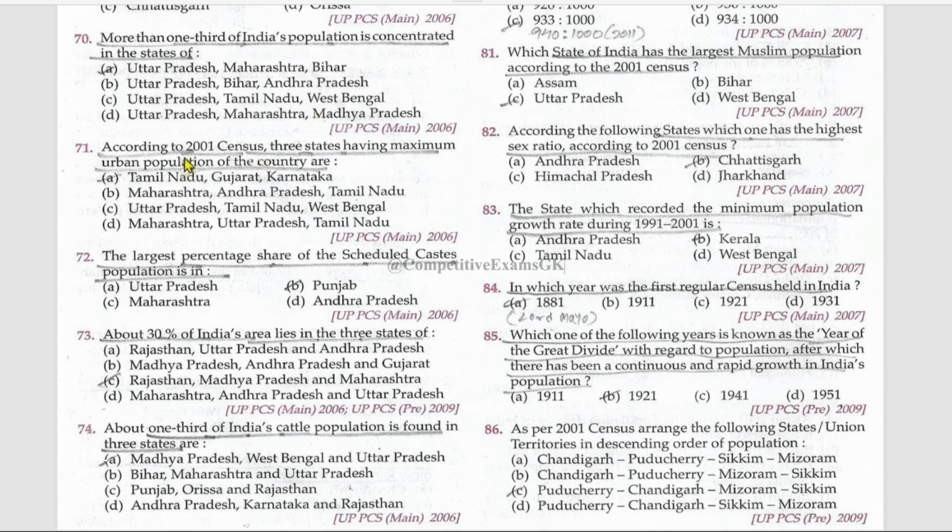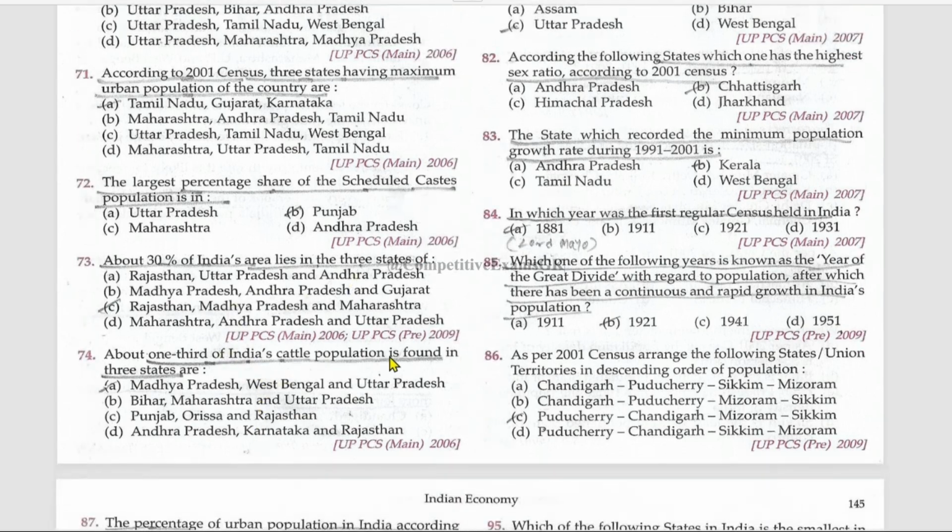This is true. According to the 2001 census, the three states having the maximum urban population of the country are Tamil Nadu, Gujarat, or Karnataka. The largest percentage share of the scheduled caste population is in Punjab. About 30% of India's area lies in the three states of Rajasthan, Madhya Pradesh, and Maharashtra.